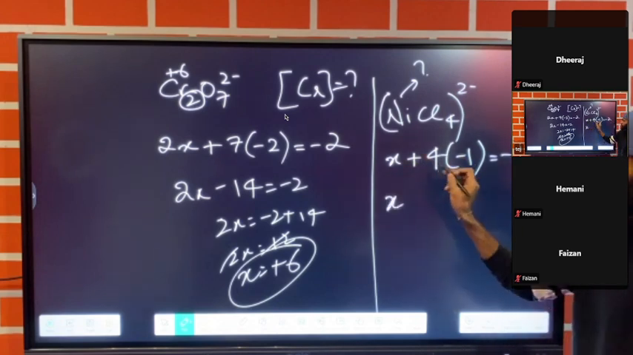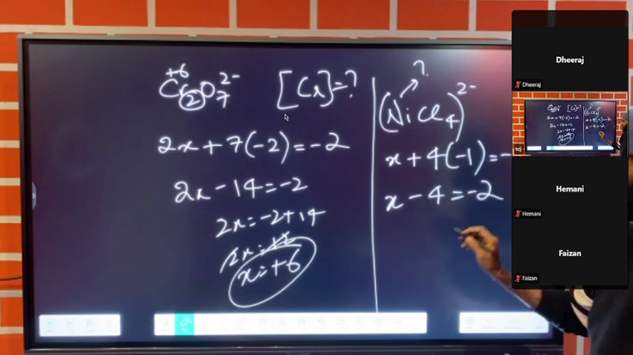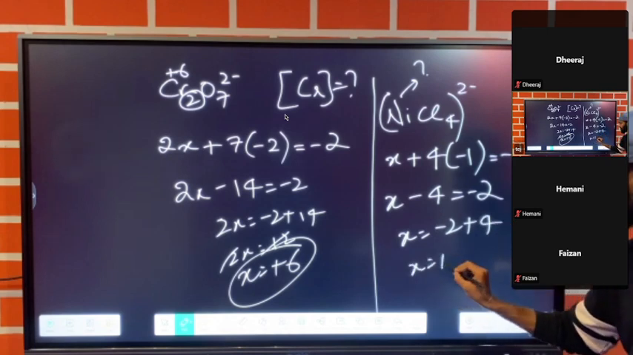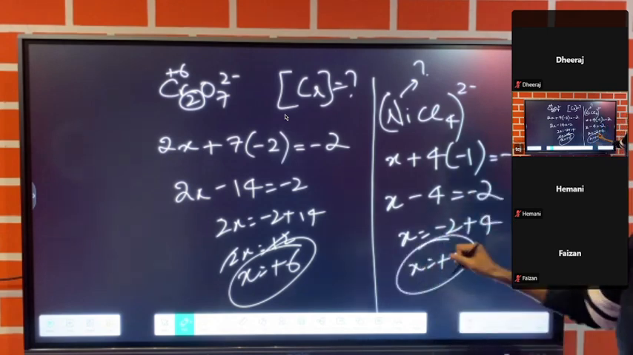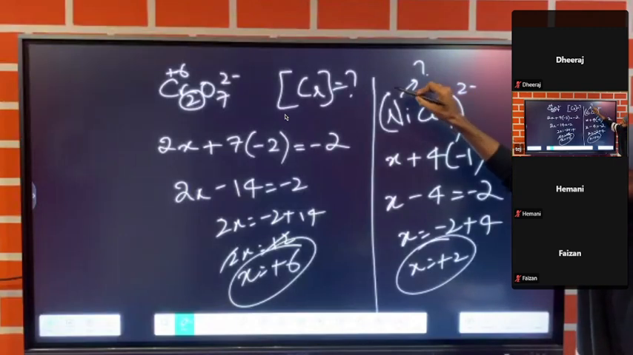That's it. So now, find the value of x. Simple. X plus into minus gives you minus 4 is equal to minus 2. Now, find the value of x. X is equal to minus 2 plus 4. X is equal to plus 2. Now, what does this mean? This means that the charge on nickel in NiCl4 2 minus is equal to plus 2.